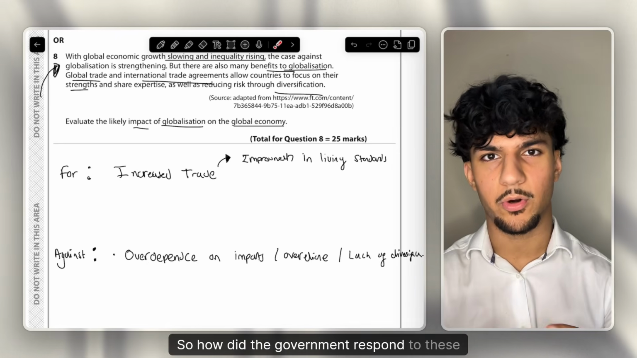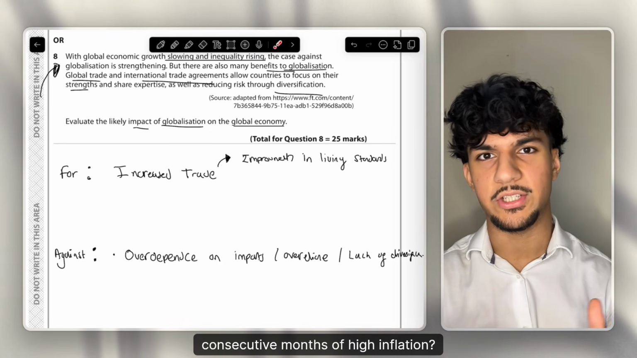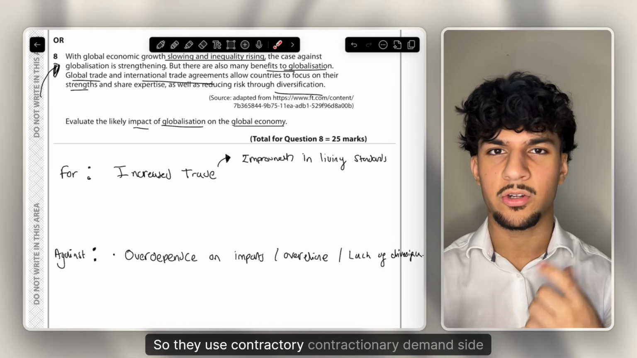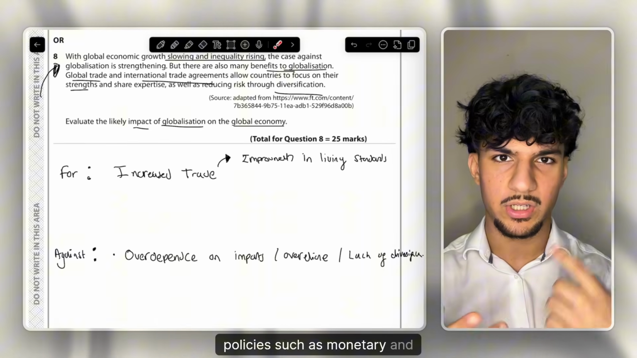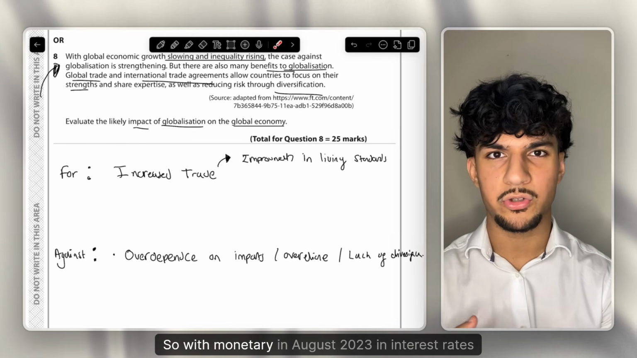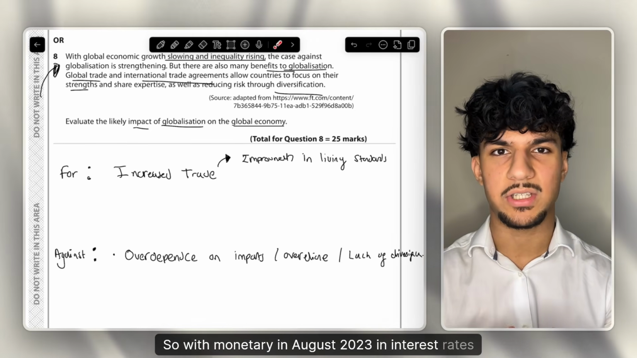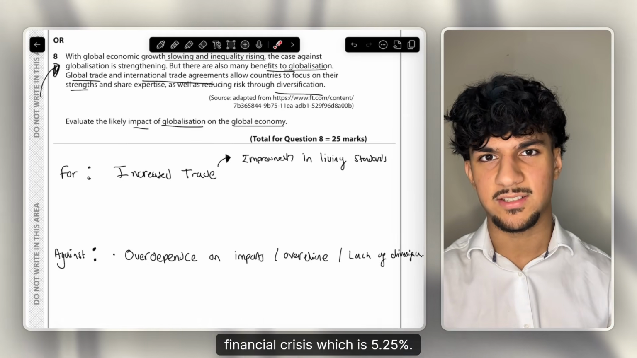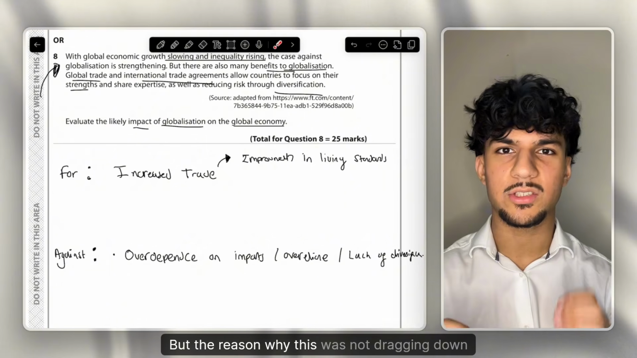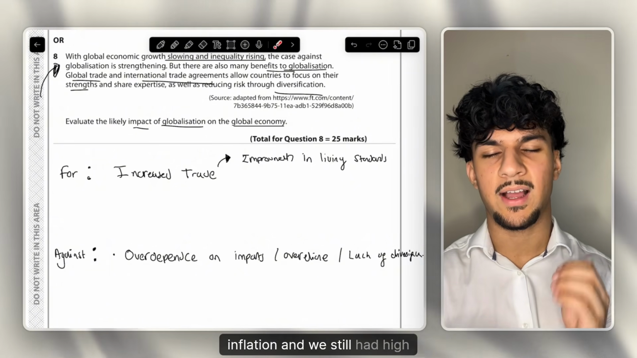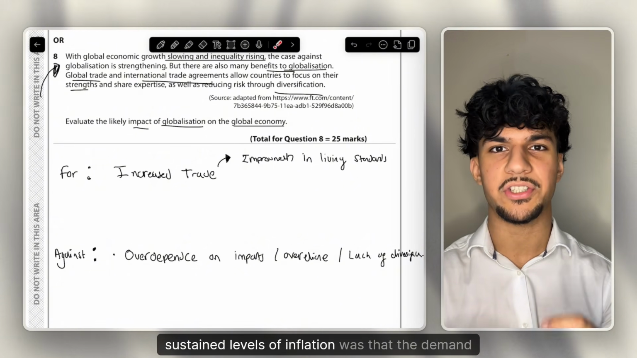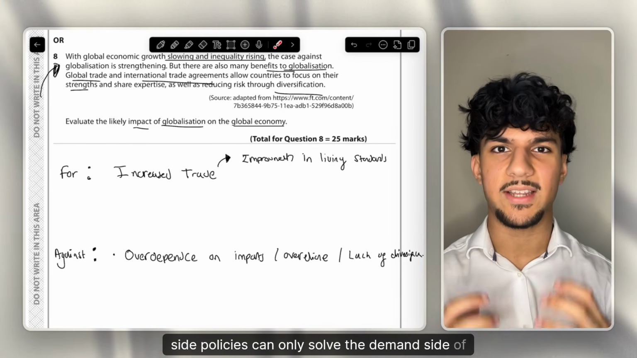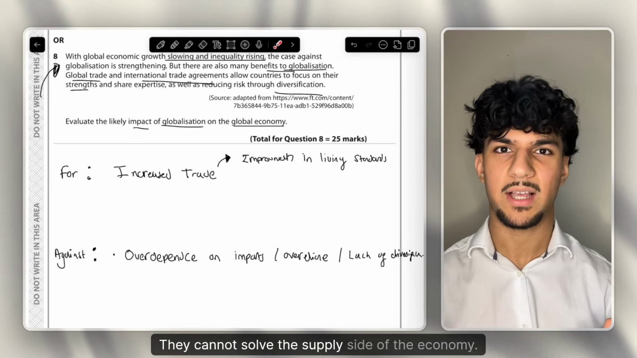So how did the government respond to these consecutive months of high inflation? The government can only respond using demand-side policies. So they use contractionary demand-side policies such as monetary and fiscal. With monetary, in August 2023, interest rates hit the highest they've hit since 2008, since the financial crisis, which is 5.25%. But the reason why this was not dragging down inflation and we still had high sustained levels of inflation was that demand-side policies can only solve the demand side of the economy. They cannot solve the supply side of the economy.